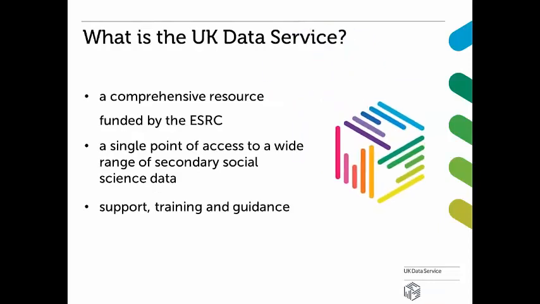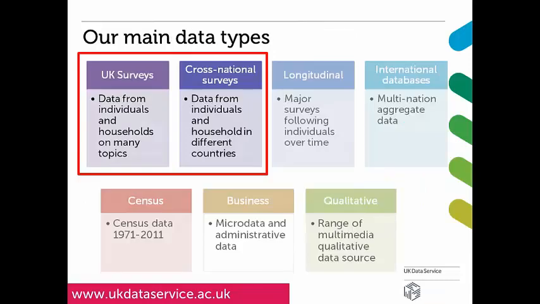Okay, so what is the UK Data Service? It's a comprehensive resource. We're funded by the ESRC, and we provide access and support to a wide range of secondary social science data. And as well as providing access to the data, we also provide support to our users and give training and guidance. So the main kinds of data, well, we have 7 main kinds. UK and cross-national surveys are the ones we're going to talk about today. But we also have other kinds of data that you might be interested in.